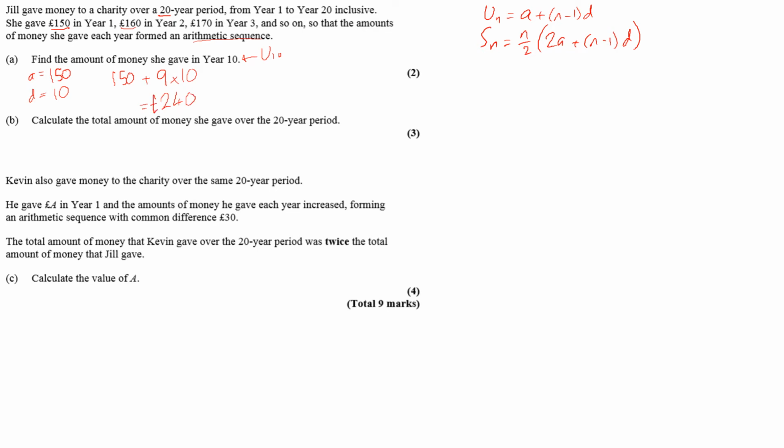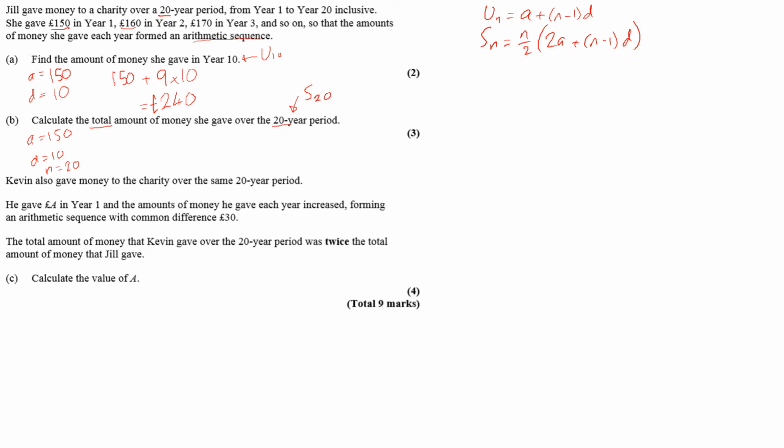Second question, calculate the total amount of money. So total suggests we're going to do a sum over a 20-year period. So what we're trying to find here is S20, the sum of the first 20 terms. So again, we know A is equal to 150, we know D is equal to 10, and now we know N is equal to 20 as well.